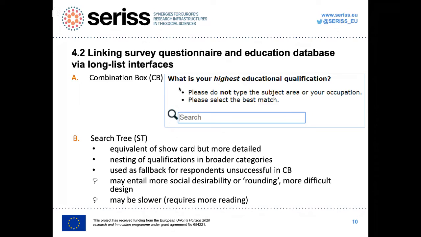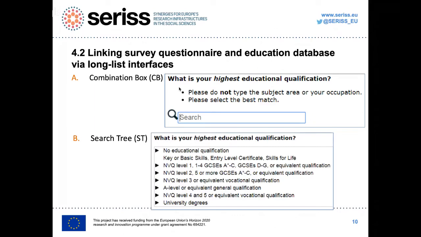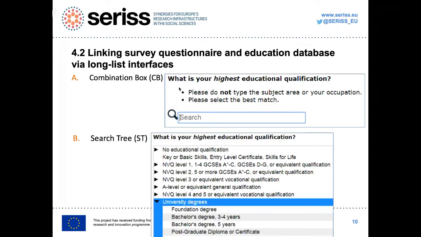I have the example of the search tree for the UK here, and here you can already see how complex the system there is. It was quite difficult to order and sort the education qualifications in the UK in such a nested list. But now, if you click on one of the entries where you think that your qualification will be included, it will look like this. You say you have a university degree, and then you can check at a second level the kind of university degree that you have.